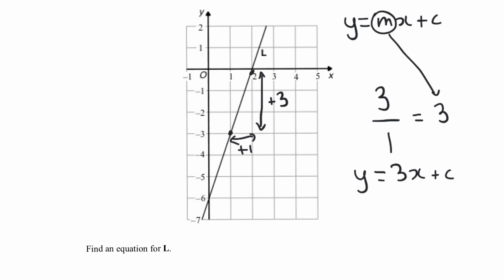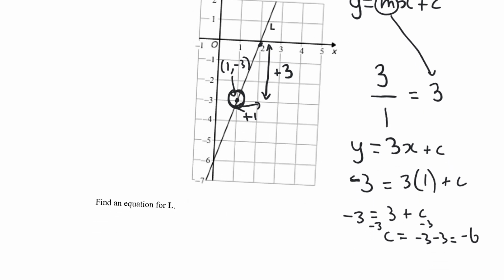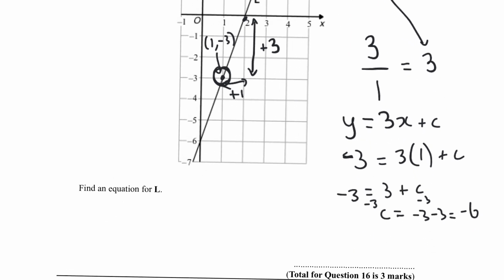So let's say I pick this coordinate here, where x is 1 and y is minus 3. So minus 3 would be equal to 3 times 1 plus c. Minus 3 is equal to 3 plus c. So to work out what c is, I would take away 3 on both sides. And so that would be minus 3 minus 3, which is minus 6. So my final equation of the straight line is y is equal to 3x minus 6.